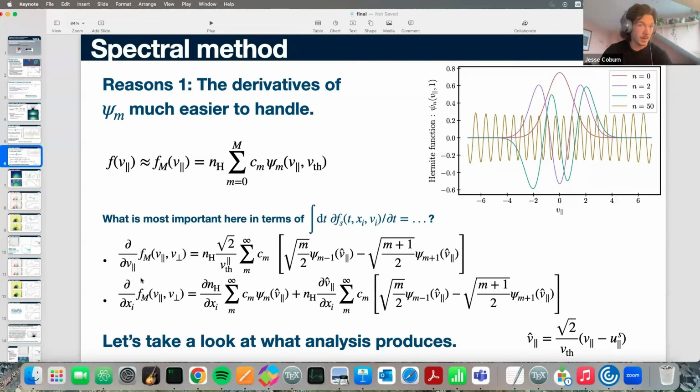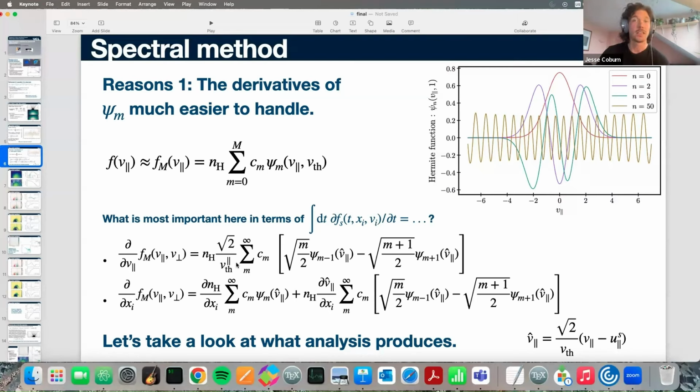The same affordability of the recursion relation follows for the spatial gradient as well. I've gone through and used the chain rule. This n sub h has thermal speeds and densities. So if you know the gradients of the densities and the thermal speeds, and the thermal speed is in this definition as well, you have a method. I'm not saying that this is super fun, but at the end of the day, you do have a method.